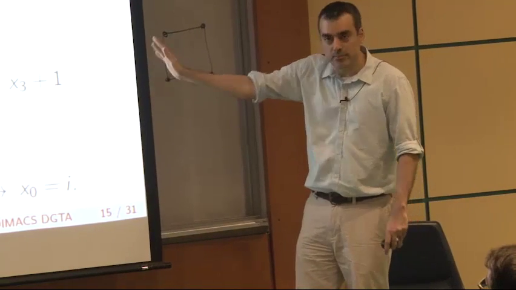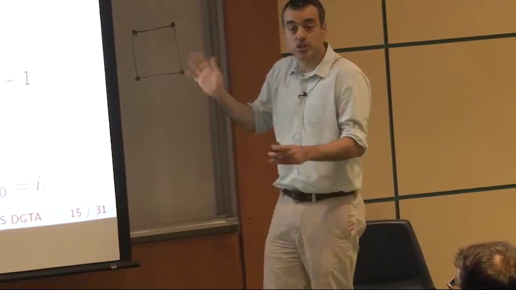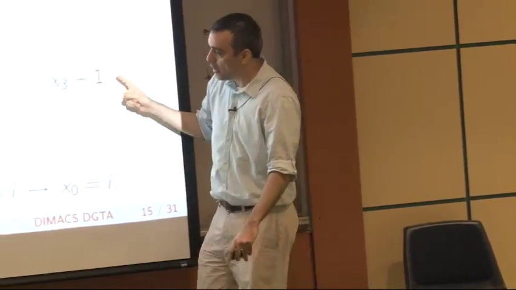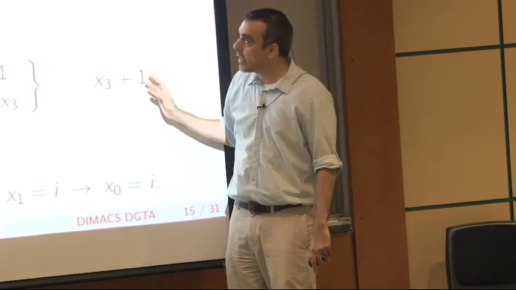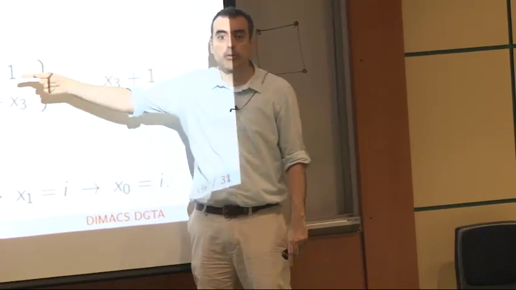And what will happen if everything goes well? So far, I haven't checked any condition, but if everything goes well, what should happen is that this system of equations is now triangular, and I can solve my system just by solving backwards.